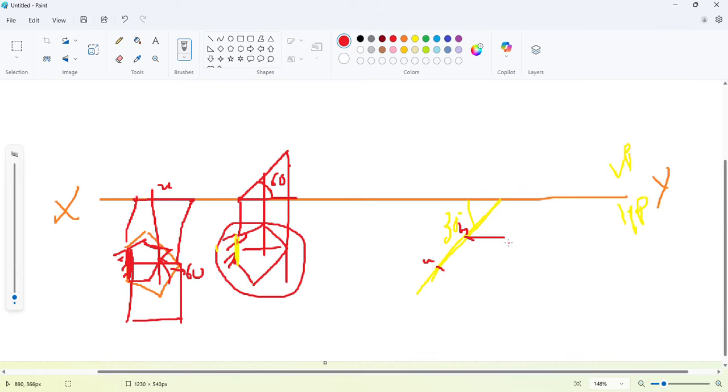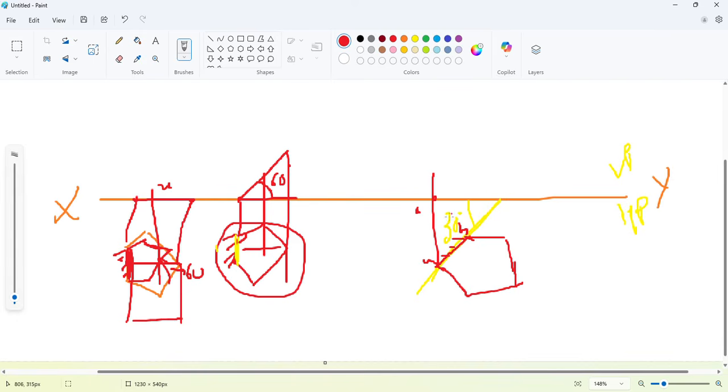Again, follow the same step for the rest of the sides, and in this way you can rotate this in manual drawing such that this resting edge makes an angle of 30° with the VP. Later you can trace out these points. Suppose this is A, and suppose A is here, so A will be here. The same way you can trace out the remaining edges.